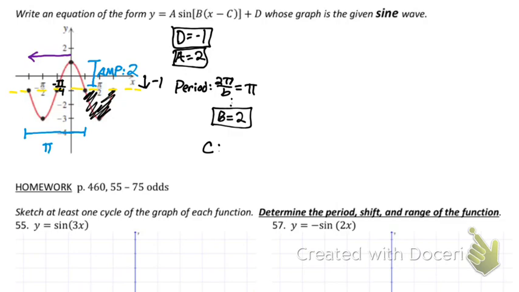Mary? 3 pi over 4, right? It moved 3 segments of pi over 4. So that is 3 pi over 4. In other words, this must be 3 pi over 4 as well. So C is going to be that 3 pi over 4.